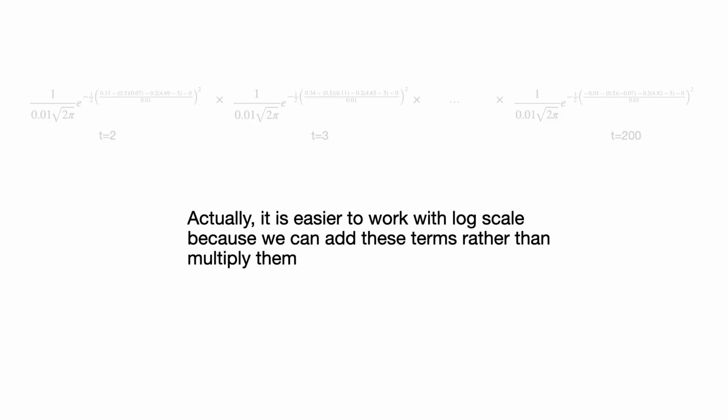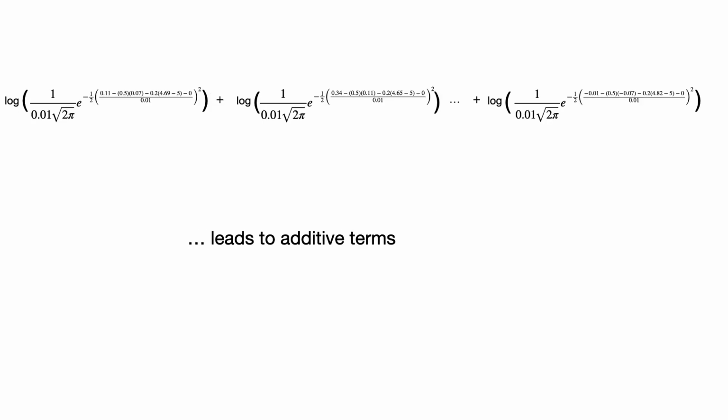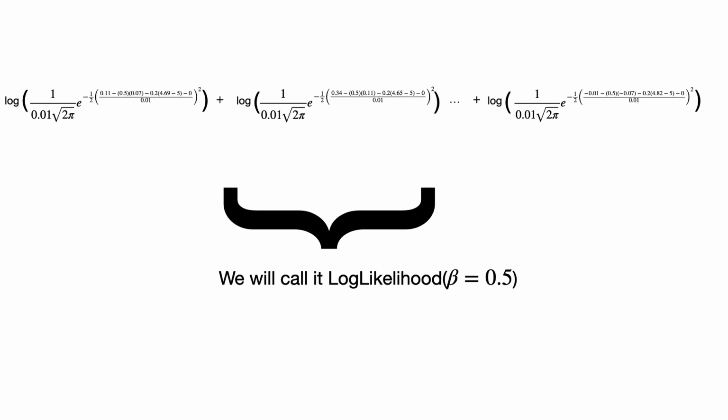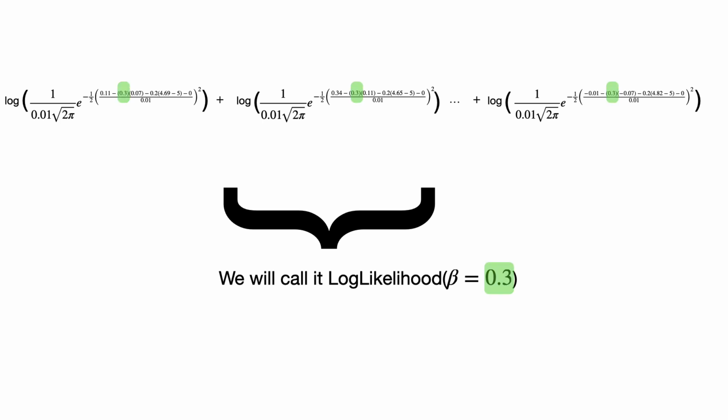Actually, it is easier to work with log scale because we can add these terms rather than multiply them. Taking log will give us additive terms, so we are done with this step. This is our log likelihood for beta 0.5. We will call it log likelihood beta 0.5. When we iterate over different values of beta later, we simply replace beta in the equation from 0.5 to 0.7 to 0.3 to 0.5 and so on.